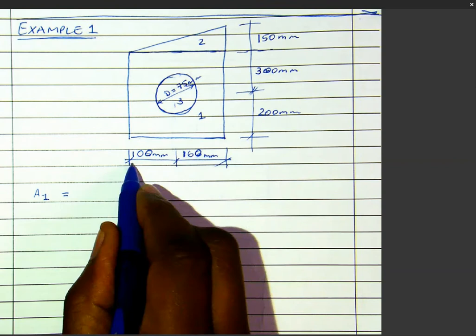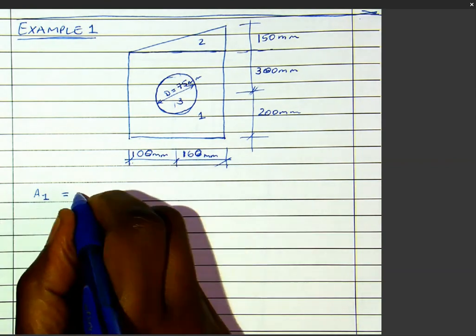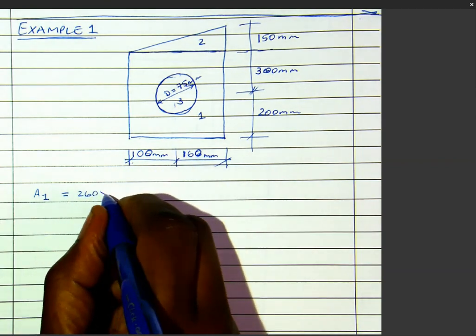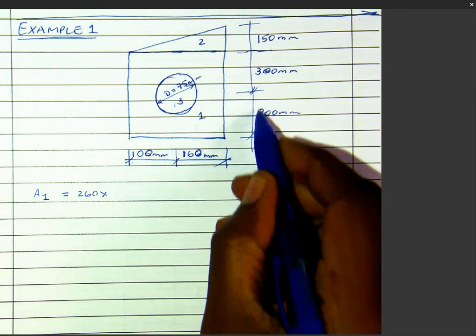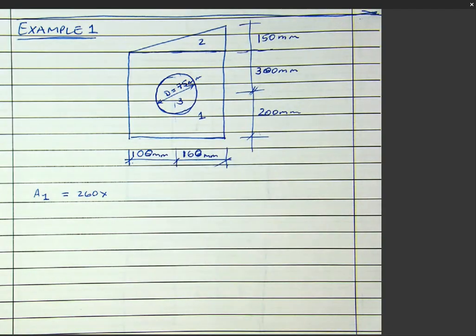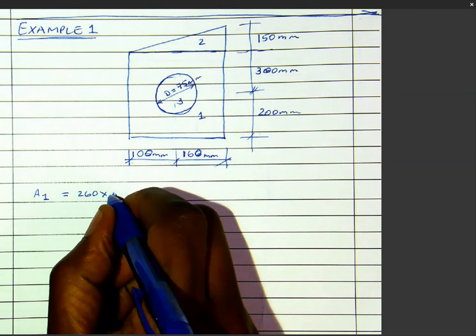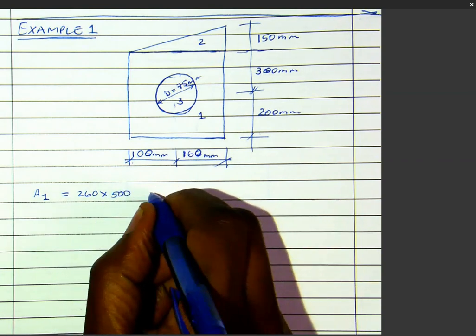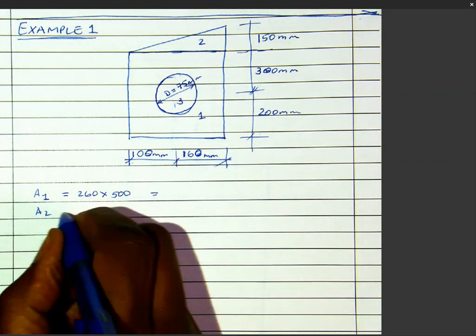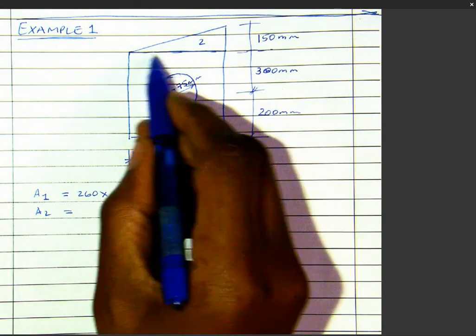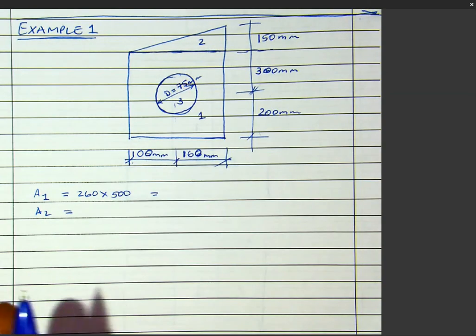This is 100 plus that is 260, times the height, which is 500. 3 plus 2 is 500. Area 2, remember, it's a triangular shape. Area is half base times height.